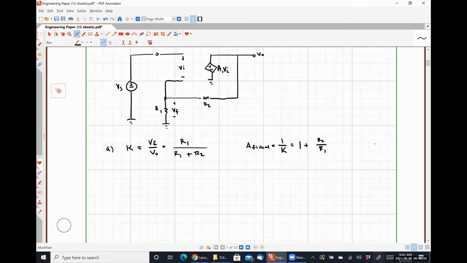Yes, AF for the gain with feedback or the closed loop gain, and then ideal because the op amp is ideal.